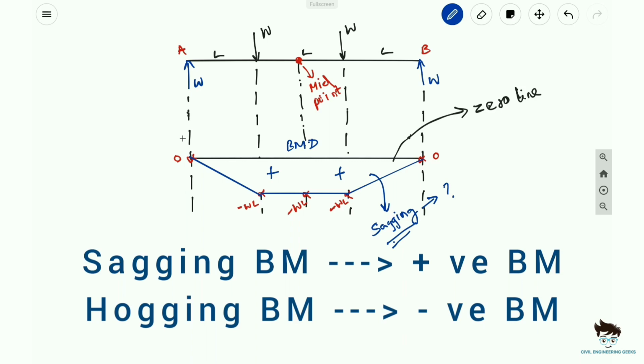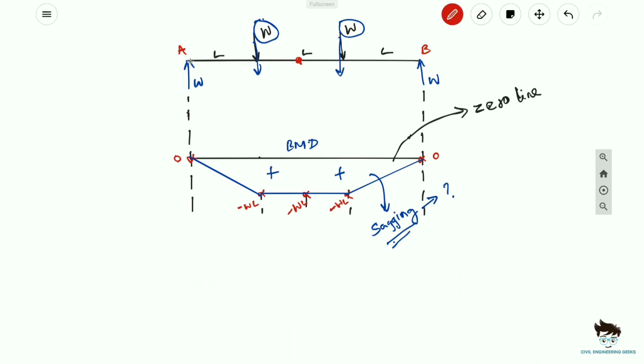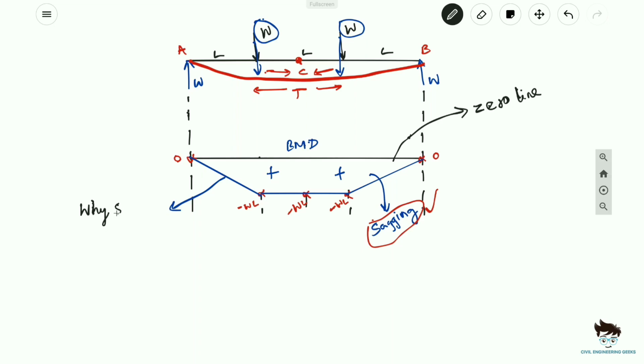So to find it, we need a little imagination of how the beam can bend. You can actually tell that by seeing the load and its direction. By seeing this beam, we can say that the beam is going to bend or deflect in the downward direction, which means it is a sagging bending moment, and the bending moment is going to have a positive sign. And also the tension is at the bottom flange of the beam and the compression is at the top flange of the beam.